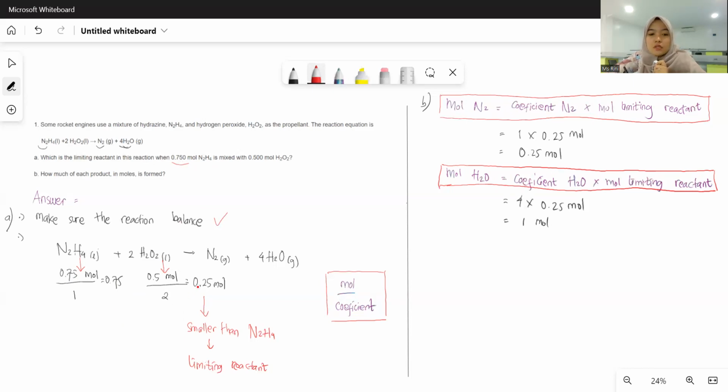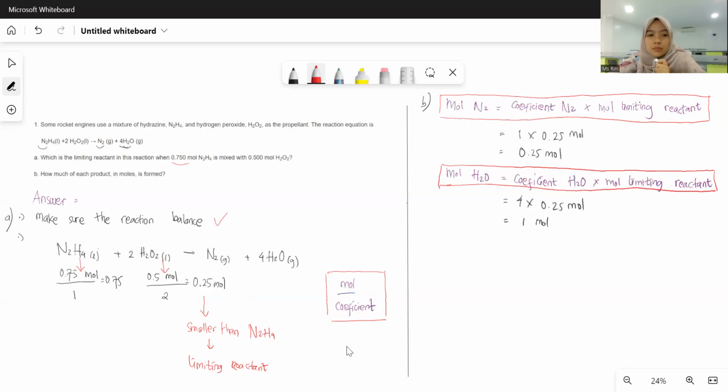So here we have 0.25 for H2O2 and 0.75 for N2H4. And the smallest one is H2O2. So H2O2 is the limiting reactant. So we solved the first question.